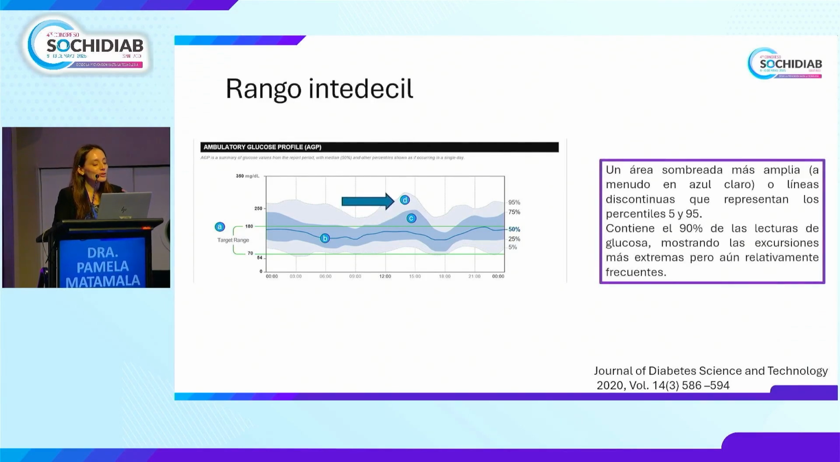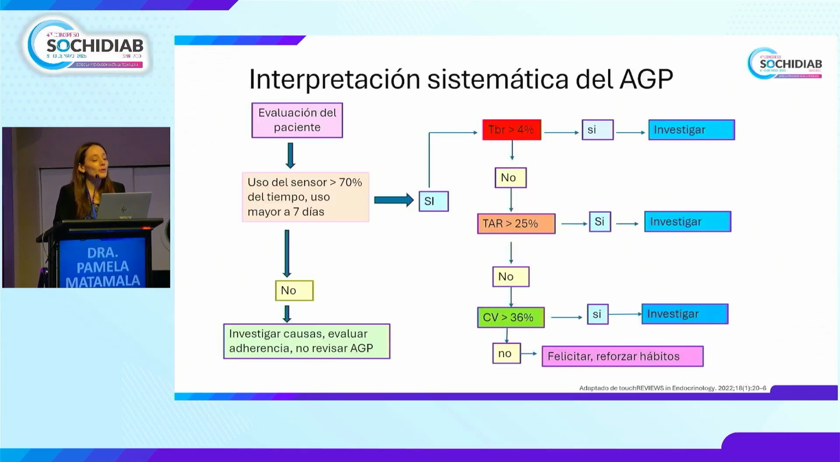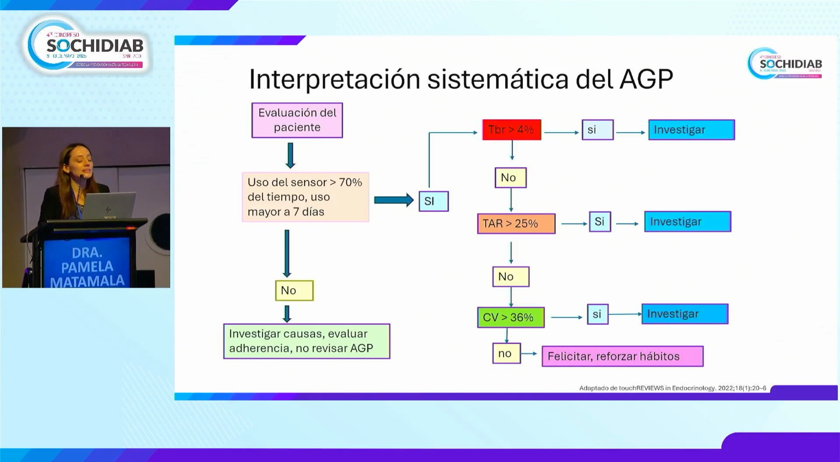In this clear line, this shaded area with letter G represents percentiles 5 and 95. So these are the most separated values of glucose, containing 90% of the glucose readings, showing these more extreme situations, but still relatively frequent. So what do I recommend?